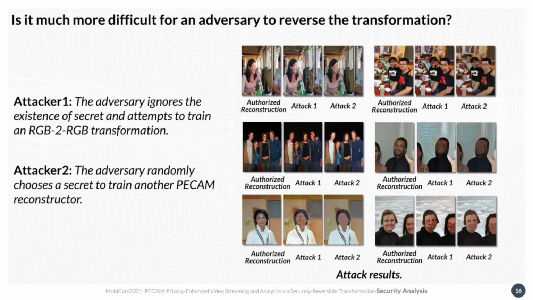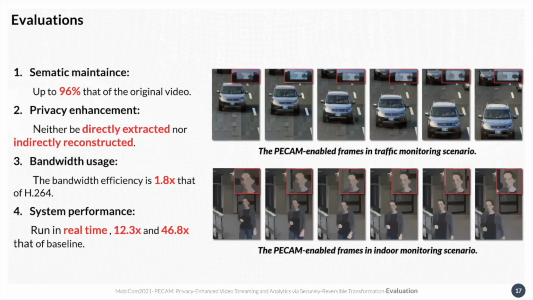We conduct comprehensive experiments and analyses and show that the two possible attackers, in reality, find it difficult to undo the privacy protection. That shows the security of our method. Finally, we also conducted a comprehensive performance evaluation of the PECAM system. First of all, we found that the detection accuracy of the protected video can reach 96% of that of the original video. In terms of privacy enhancement, we find that it is difficult for attackers to extract private information from videos, whether by directly extracting private information or indirectly reconstructing the private information.